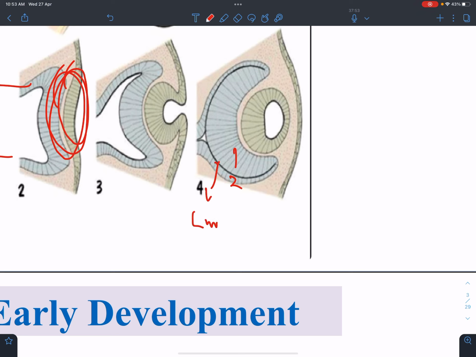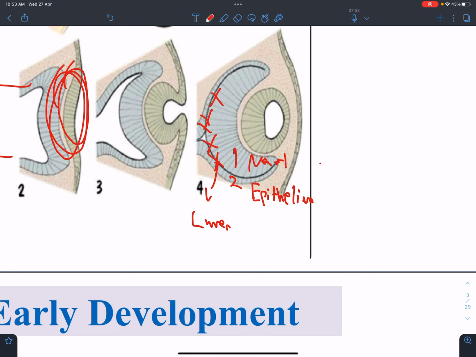Initially the optic cup had two walls. The inner wall is going to give you the neural tissue, and the outer wall, number 2, is going to give you the pigmented epithelium. In between the inner and the outer wall was a lumen, called the interretinal space. When the optic cup is developed, the two walls should fuse with one another and obliterate this lumen.